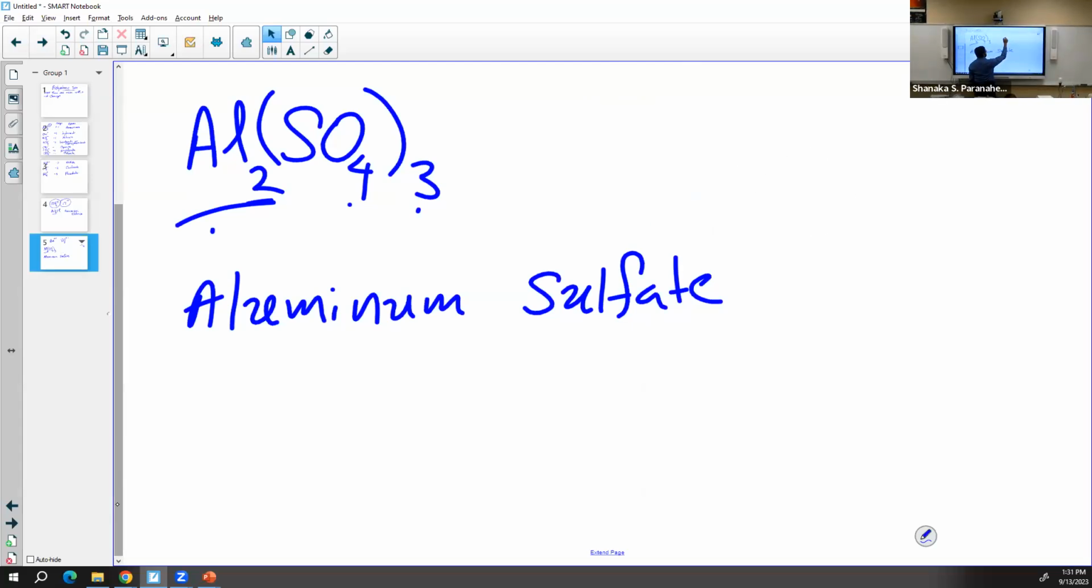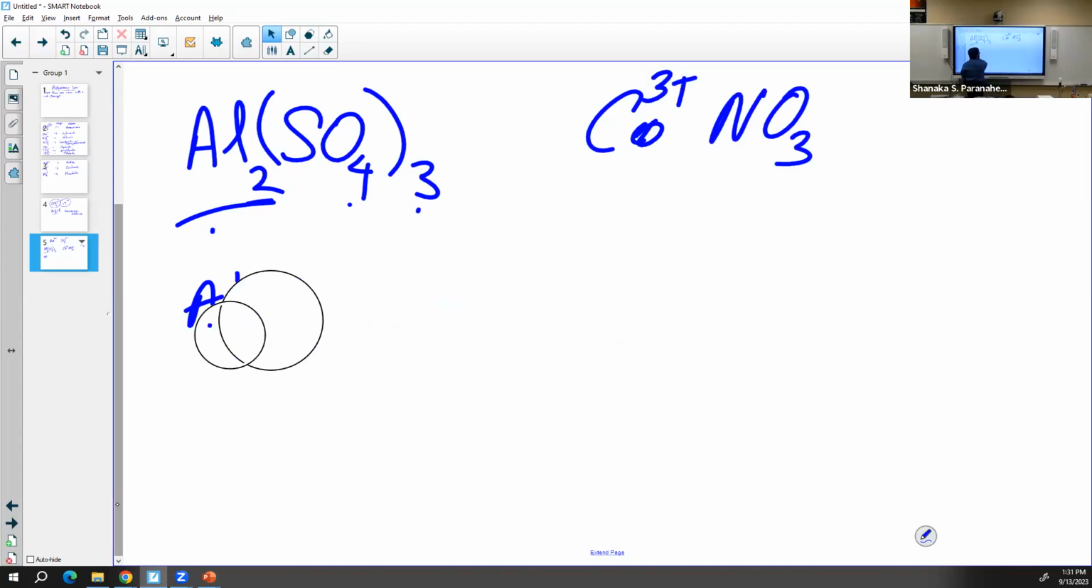Let's pick something like cobalt chloride. Okay, so it's not cobalt chloride because cobalt is one of the transition metals. Oh, sorry, that's a bad example. So I need a polyatomic group here. So let's say nitrate, NO3, cobalt 3. Okay, so now we are going to write the formula.